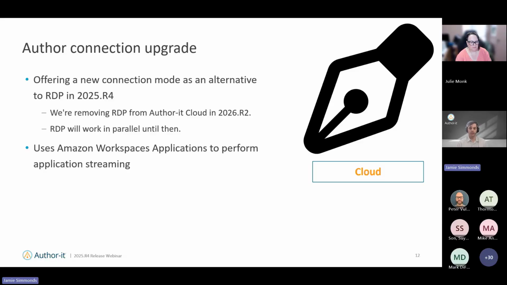The new connection mode, it uses something called Amazon WorkSpaces Applications to perform application streaming. As you might have been able to tell, I had to practice saying that sentence for this webinar a few times. It is quite the mouthful. Amazon WorkSpaces Applications, they used to be called AppStream 2.0. They changed the name recently. So if you've seen some of our communications talking about AppStream in the past, that's why. Hence the confusion there. It was very good timing for us, them doing that name change just before we announced this.